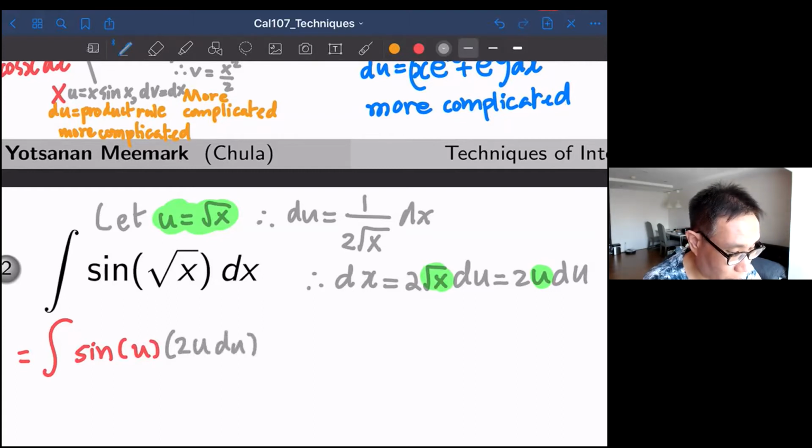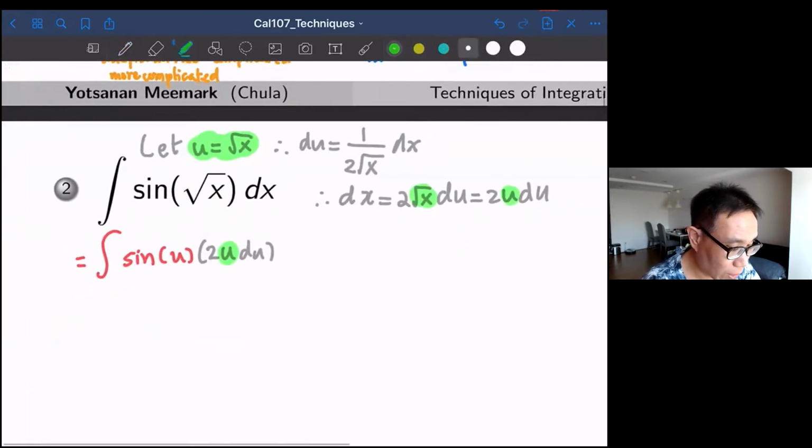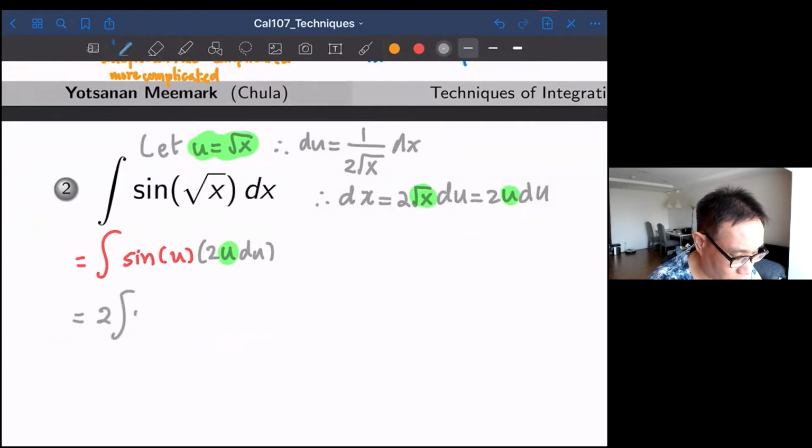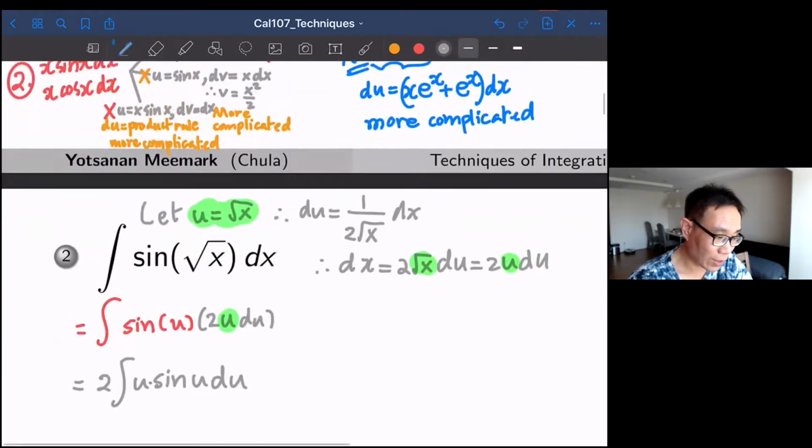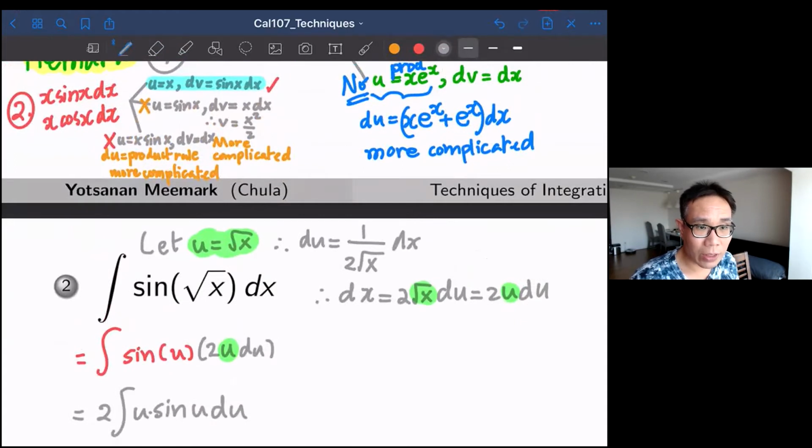Okay, so this is it. So you have u here. And so the thing that you get turns out to be a product. So it's going to be integral of 2 outside, and you integrate u sin u du. And you see that, hey, this one is the thing that I just mentioned. It's x sin x.